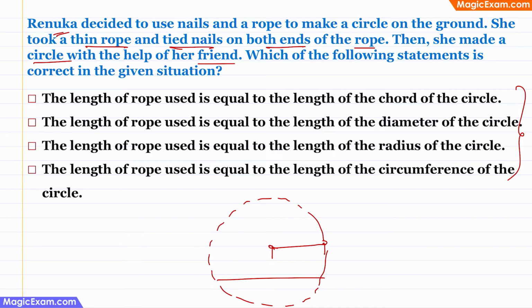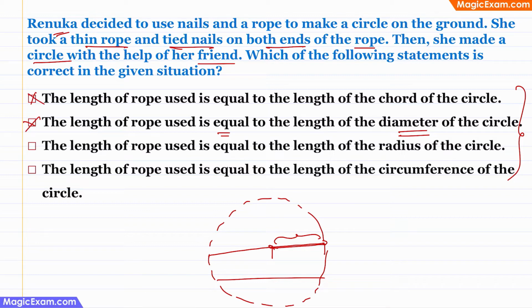The length of the rope is equal to the length of the diameter of the circle. Now what is the diameter of the circle? Diameter is exactly in the center and it goes from end to end. Now if you notice, the rope is half of the diameter. It is not equal to the length of the diameter. Therefore this option is also incorrect.